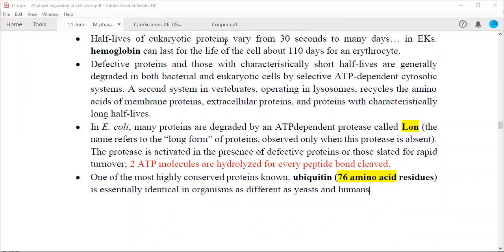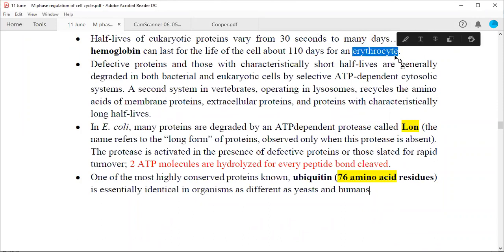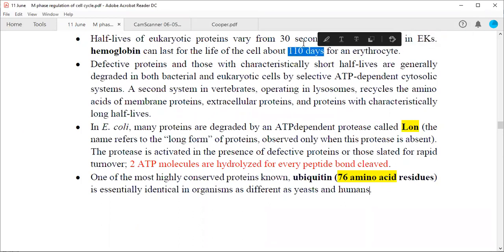Okay, so some proteins within the cell have only a little life, that is 30 seconds in eukaryotes, but some proteins have up to 110 days, in the case of hemoglobin, for example. Your hemoglobin will be formed when your erythrocytes or RBCs are forming, and it will be there until your erythrocytes or RBCs are destroyed in your spleen. So spleen is known as the graveyard of RBCs. So hemoglobin has the highest lifespan, 110 days.